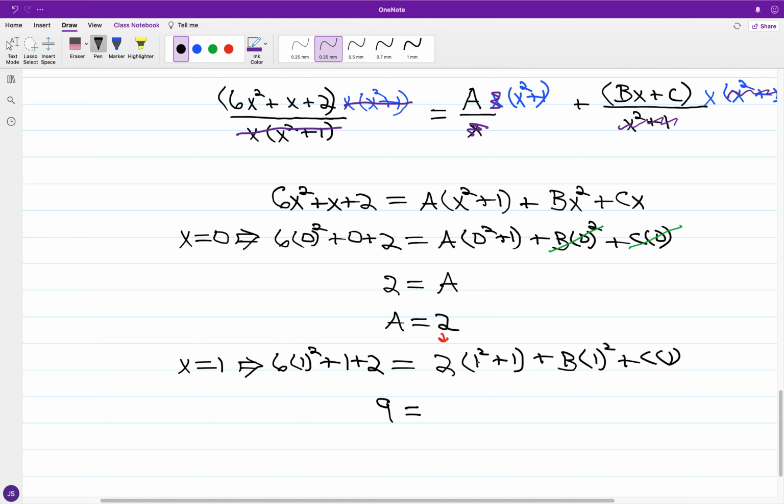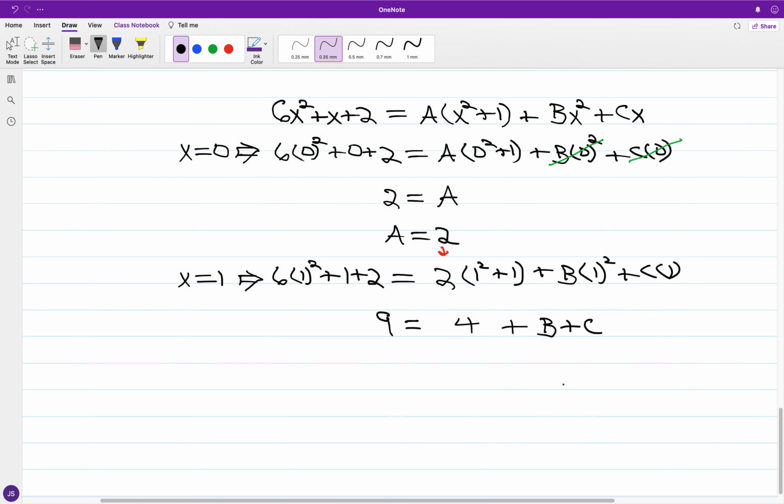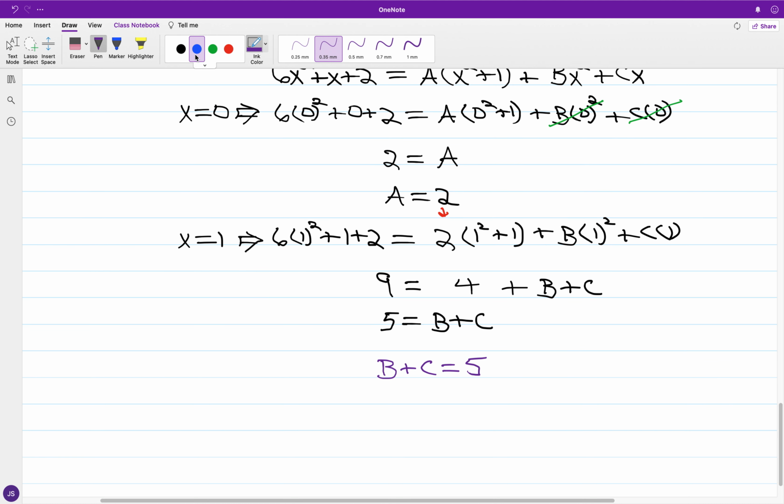And you're going to have 1 squared plus 1 is going to make 2, times 2 is 4, plus b plus c. Notice I have the terms b and c remaining. And what I can do here is set up an equation from this. If I take 4 away from both sides, I have that 5 is equal to b plus c. So I'm just going to set up an equation here: b plus c is equal to 5. Okay, I'm going to put this at bay for the moment.